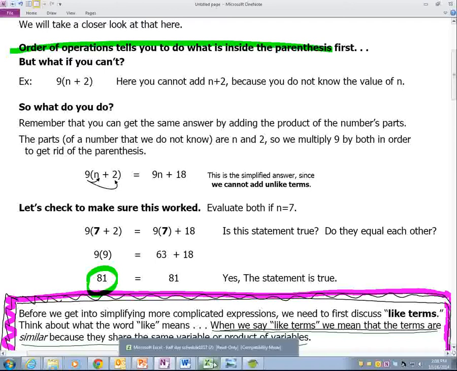So the order of operations tells you to do what's inside the parentheses first. But from the lesson 2 days ago, we know that we cannot combine something that we are unaware of, a variable or an unknown, plus a number, because we don't know what that number is. So what do we do? We get the same answer by adding the product of the number's parts. The parts of a number that we do not know are n and 2. So we multiply n by 9 in order to get rid of the parentheses. So we take n, we multiply by 9, we take n, we multiply it by 2.